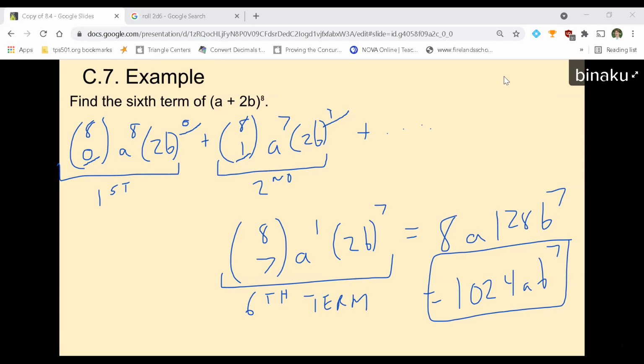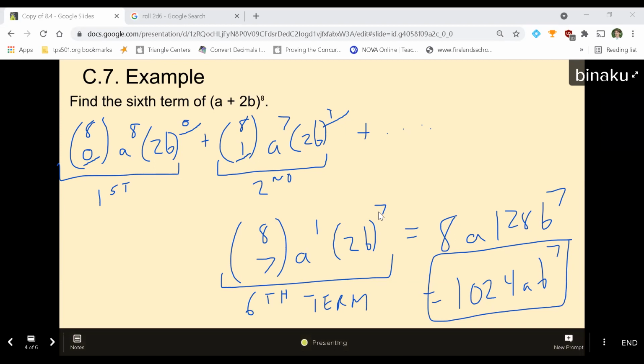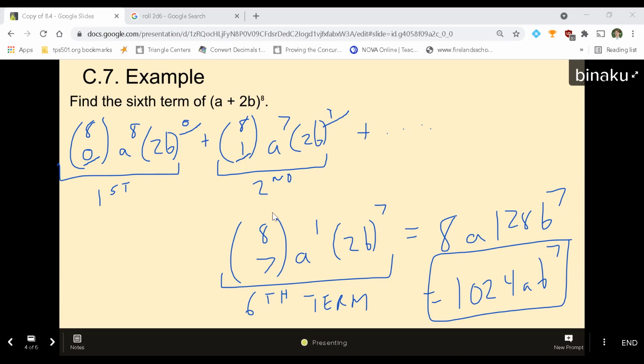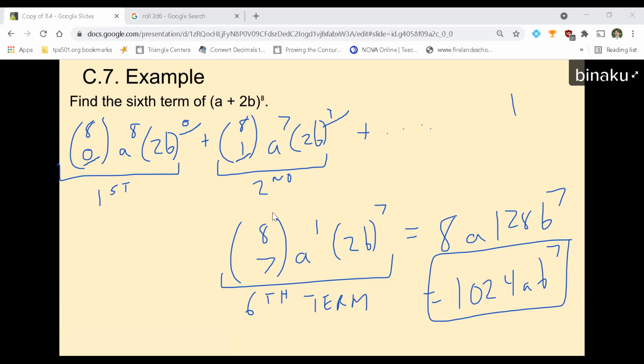Why is the 6th term 8? Because every row in Pascal's triangle has one more term than the row number. Remember? So the 0th row has 1 term. The first row has 2. The second row has 3 terms in it. So you have to add 1 to the bottom to get the term, because the first term is the 0th power. That's the thing that messes people up the most, having to start counting at 0.